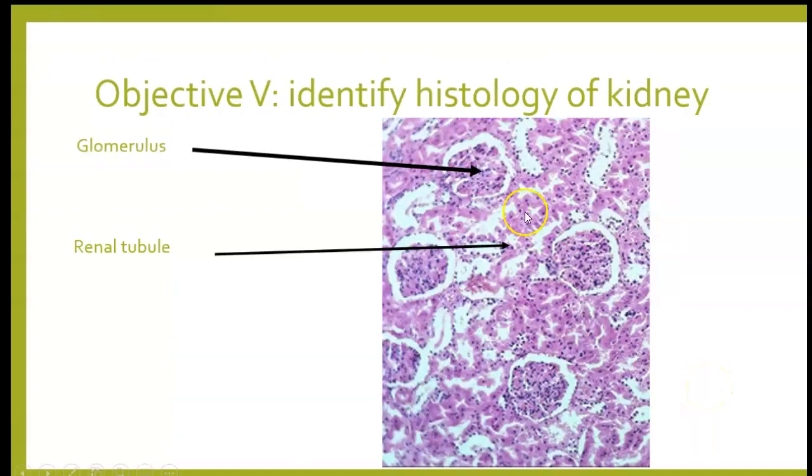Looking at the histology of the kidney, right here would be the glomerulus. And then here would be the renal tubules.